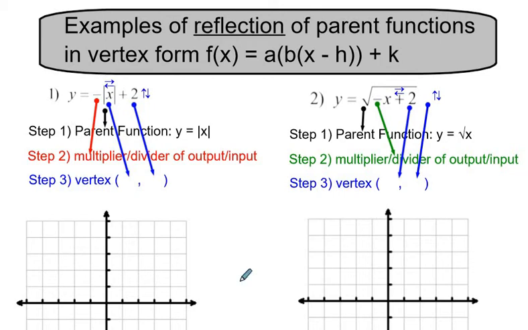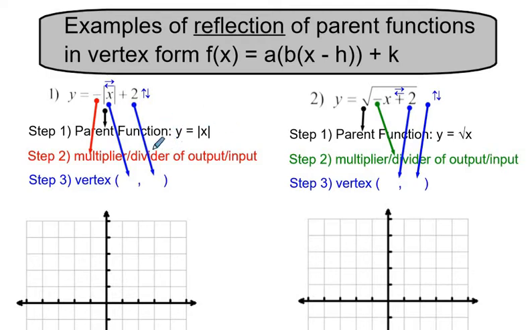Okay, so looking at these examples, we now have all the different pieces of the vertex form included. We have both a and b and h and k. And it's really important to understand at this point that this is done in the order of operations. So looking at GEMDAS, the first thing we have is the grouping symbol, which in this case is the parent function.